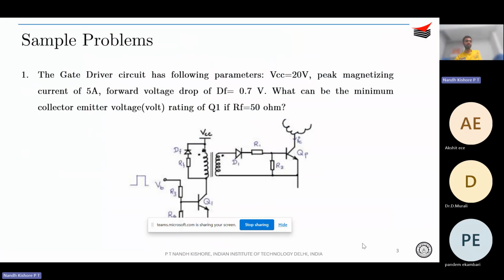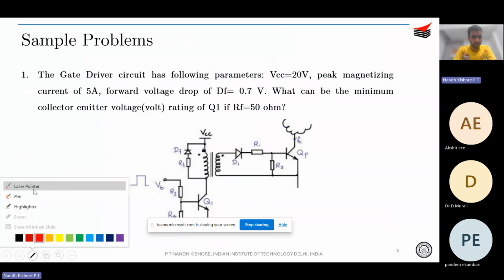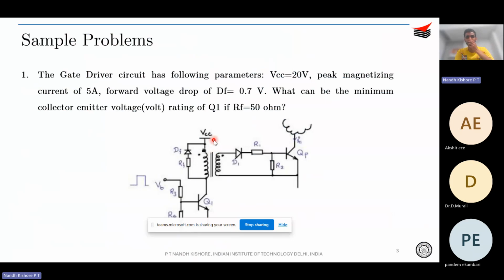The first problem is: the gate driver circuit has the following parameters. VCC is 20 volts. The peak magnetizing current is 5 amperes, and you can understand it's on the primary side. The forward voltage drop of DF is 0.7 volt. What can be the minimum collector to emitter voltage rating of Q1 if RF is 50 ohms?